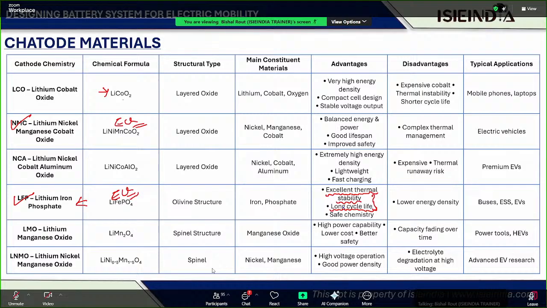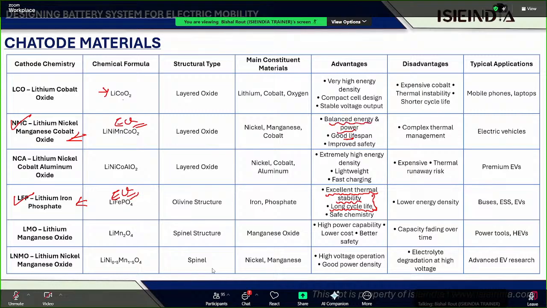But whenever you go to foreign companies, or to the US and those countries, you will find this particular cell is more focused on. Why is this NMC cell more present over there? Because the NMC cell has balanced energy and power, and it has a good lifespan.